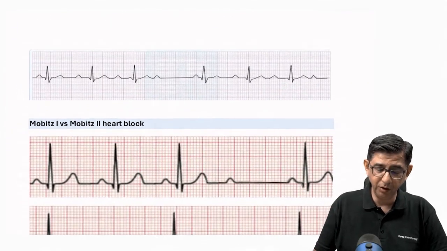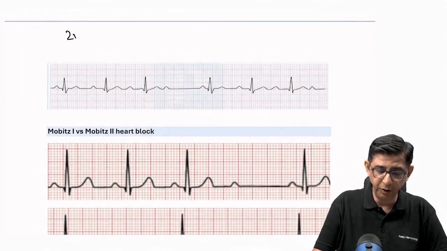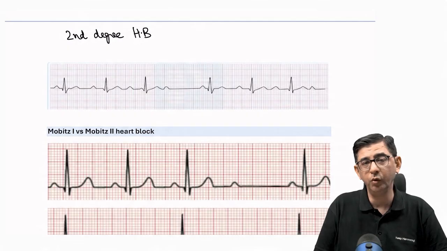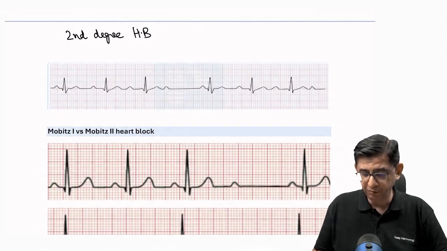In second degree heart block, the question will delve into either of the two. Either it will say Mobitz 1 or it will say Mobitz 2 heart block. So let me explain to you how to identify it. I'll use a finer font.